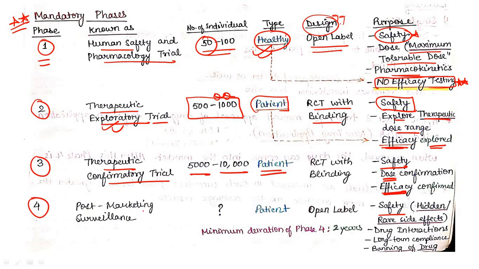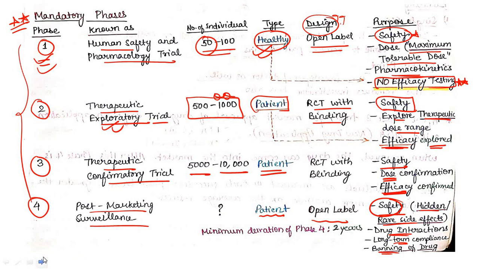Now coming to the fourth phase, known as post-marketing surveillance. Here you have to take just patients, and the design is open label. Here we look for safety, basically hidden or rare side effects which have not been traced in earlier phases. Then we also look for drug interaction, long-term compliance, or banning of a drug. Getting your point? So these are the 4 phases which we must do. They are mandatory phases: phase 1, 2, 3, 4.